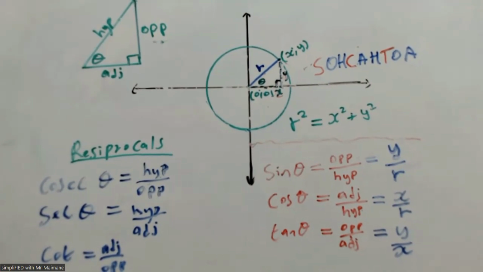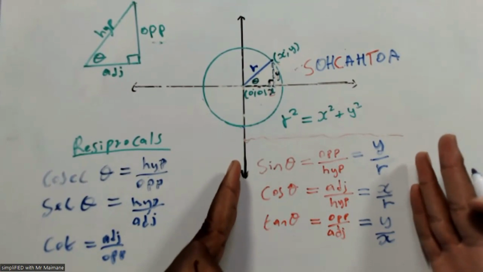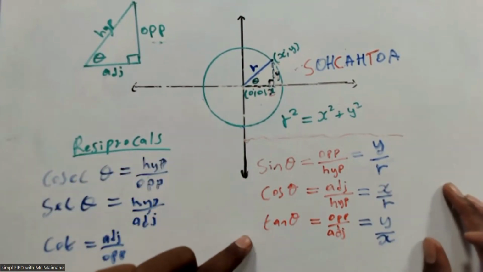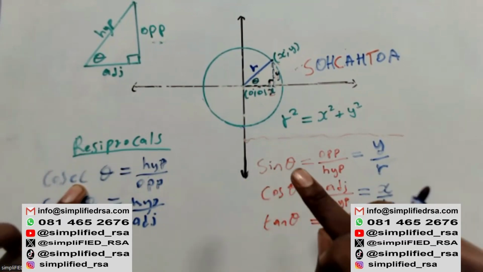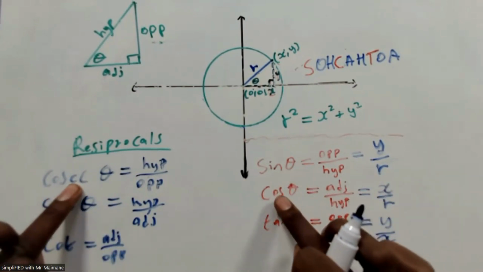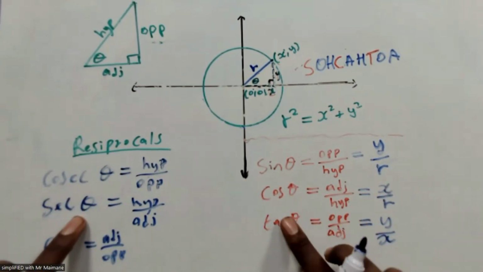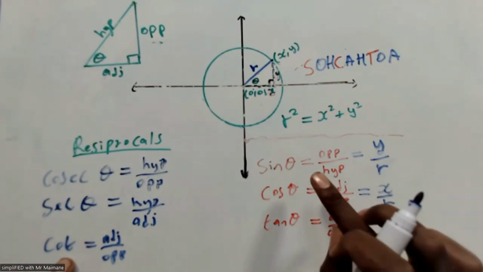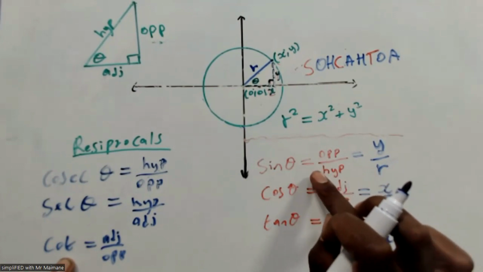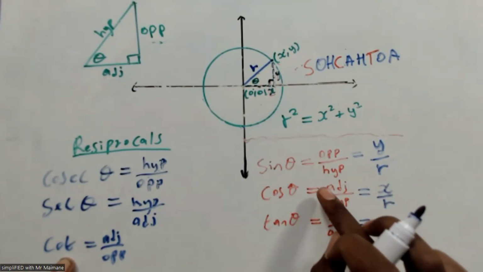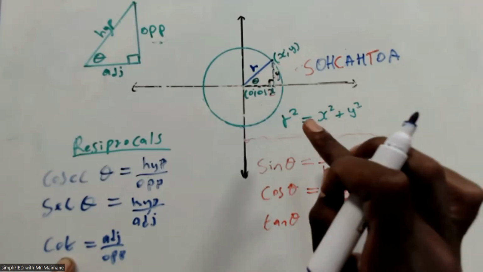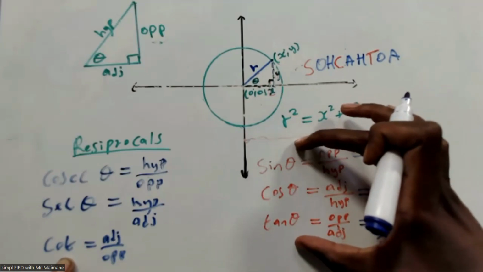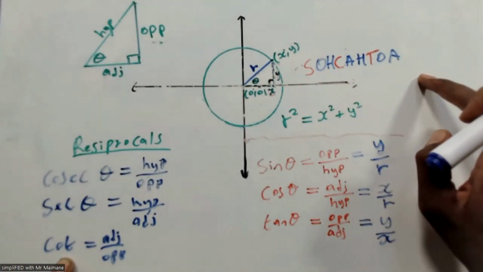So this is what we have so far. We have 3 trigonometric functions, sine, cos, and tangent, and then they have 3 reciprocals. The reciprocal for sine theta is cosec theta. The reciprocal for cos theta is sec theta. The reciprocal for tan theta is cotangent theta. And we say sine theta is equal to opposite over hypotenuse. Cos theta is equal to adjacent over hypotenuse. Tan theta is equal to opposite over adjacent. And to remember this, you must familiarize yourself with the word SOHCAHTOA.